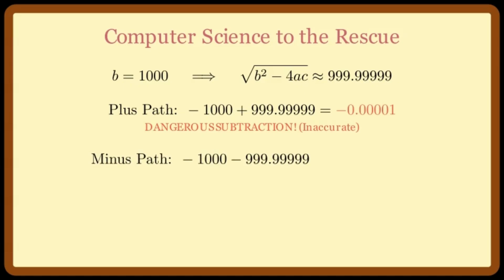If instead we calculated the solution with the minus, we would get negative 1,000 minus 999. In this case, we are actually adding two large negative numbers together. There is no catastrophic cancellation here, and the computer's precision is maintained perfectly. This is called the safe calculation.